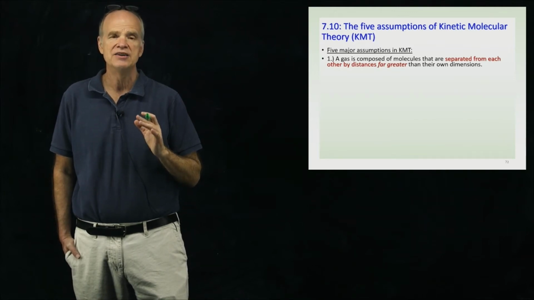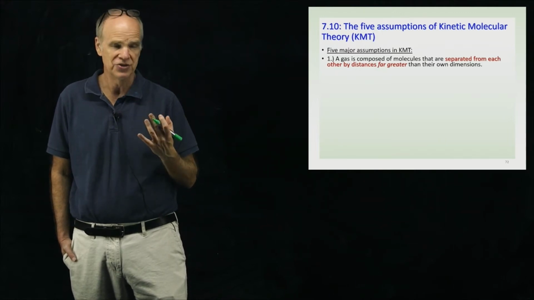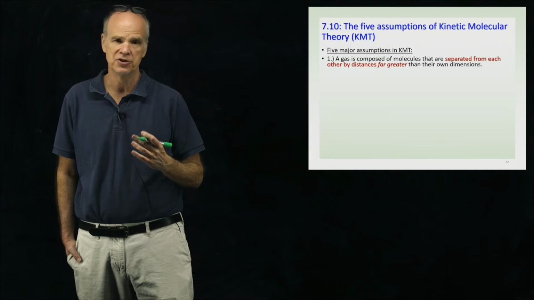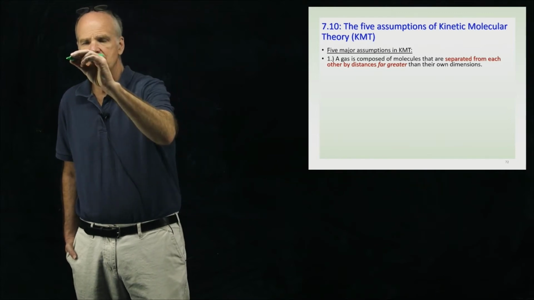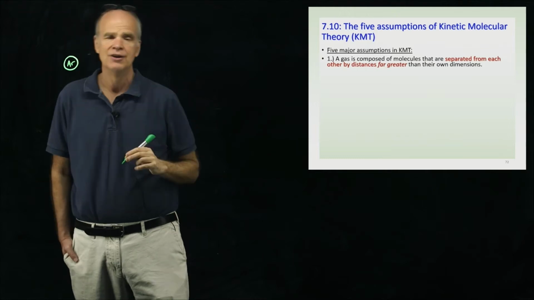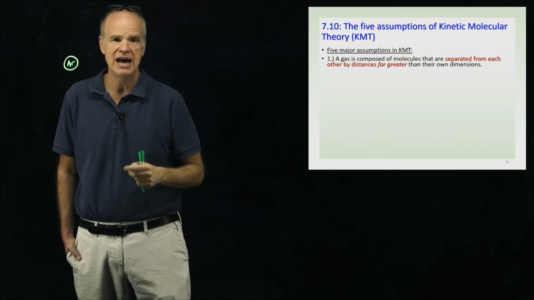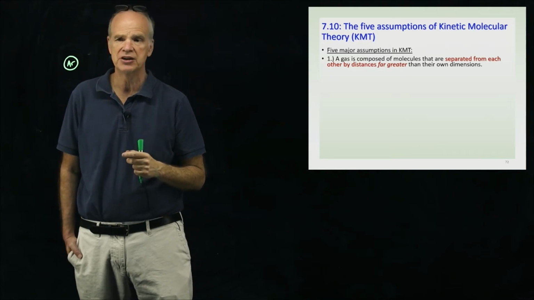Let's say you were looking at a sample of the noble gas argon, and we were able to look at this with a super powerful microscope. What would we see? Here we have an argon atom. You might recall that because argon is a noble gas, it's only composed of single atoms and not several atoms stuck together.